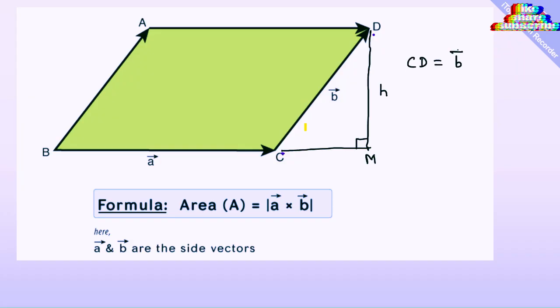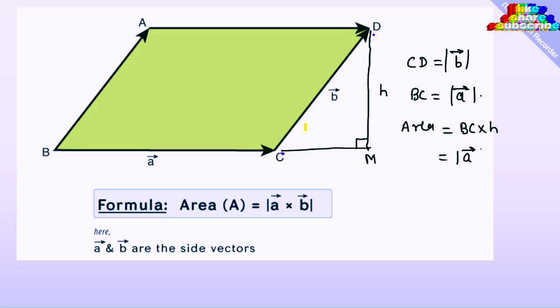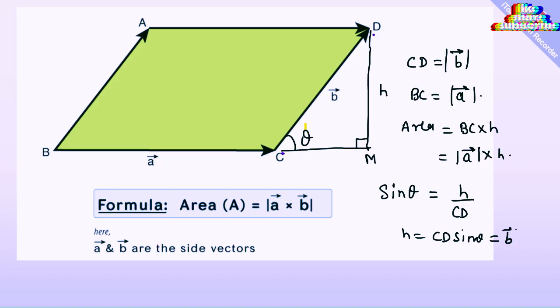The length of CD is the magnitude of vector B and the length of BC is the magnitude of vector A. So area is equal to BC into H. The length of BC is magnitude of A, into H, so we have to find H. If the angle between vector A and vector B is theta, then sine theta is equal to H over CD. So H is equal to CD sine theta, and CD is equal to mod of B, so H is mod B sine theta.